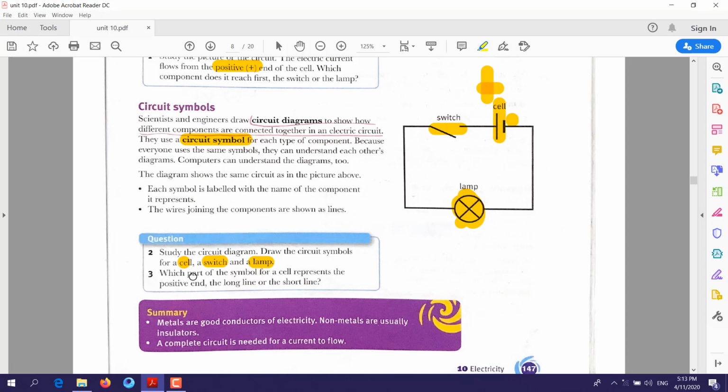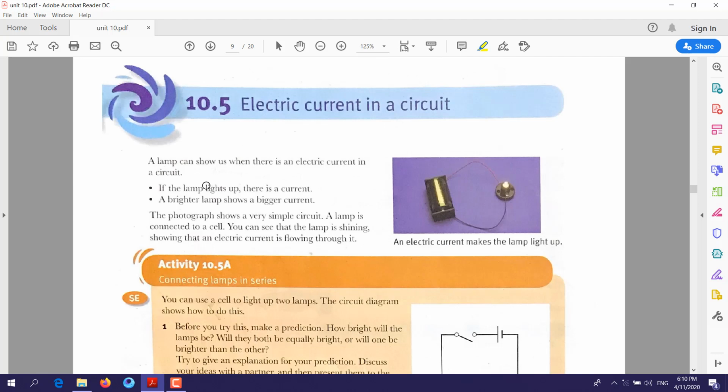Question number 3. Which part of the symbol for a cell represents the positive end, the long line or the short line? The answer I just explained here. The long one represents positive. The short one represents negative charge. 10.5 Electric current in a circuit.